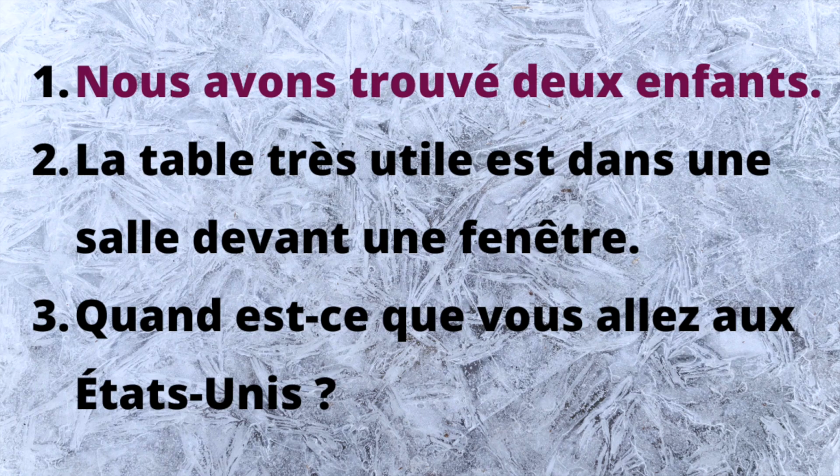Nous avons has the liaison because nous is a subject pronoun followed by a word that starts with a vowel. And you'll also have a liaison with deux enfants because deux is a determiner. It is a number followed by a word that starts with a vowel. For the second sentence, la table très utile est dans une salle devant une fenêtre.